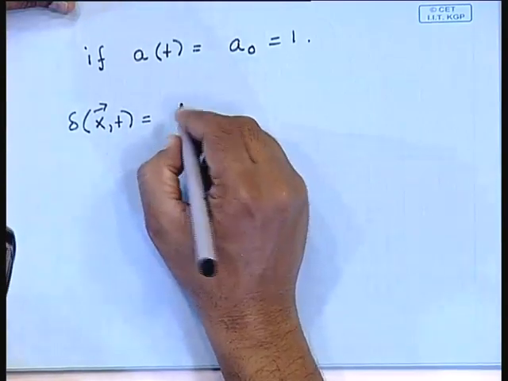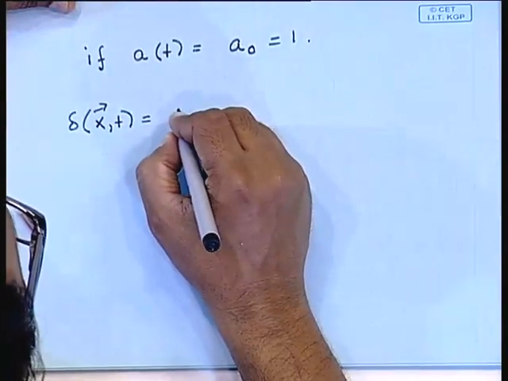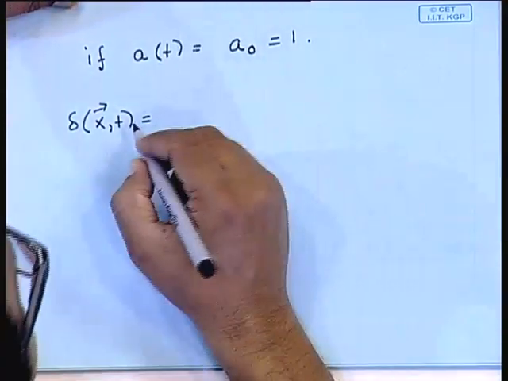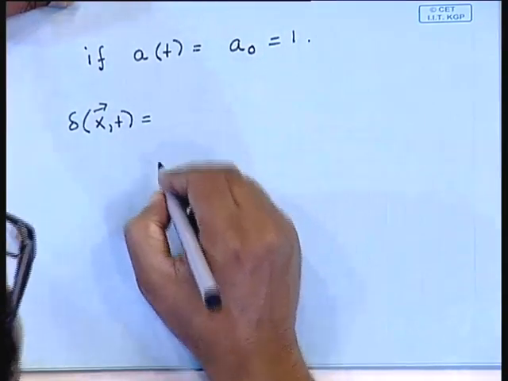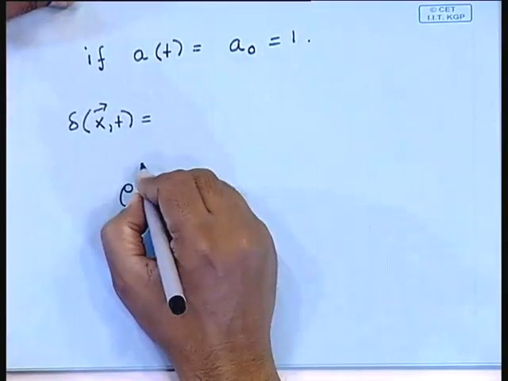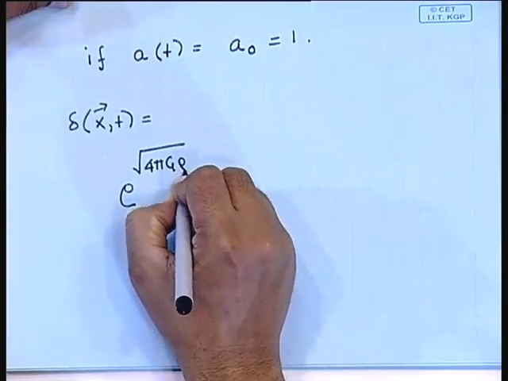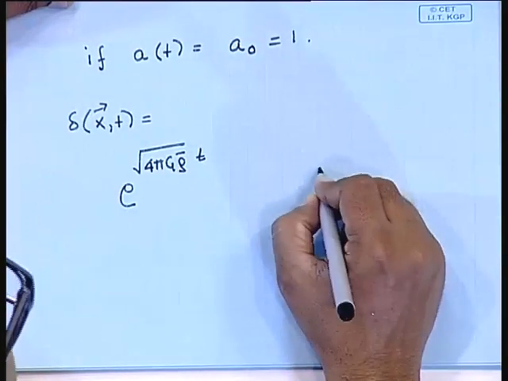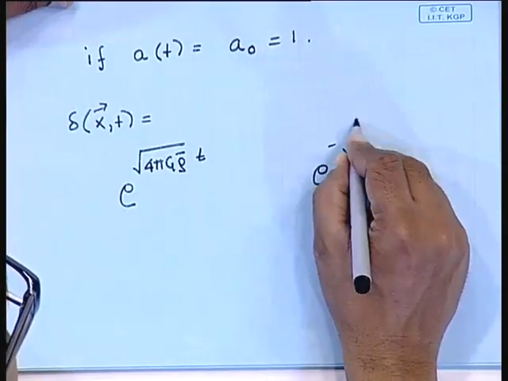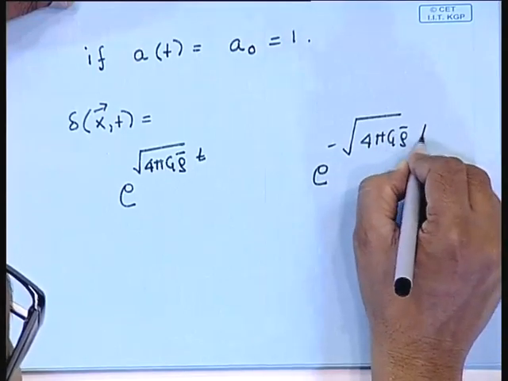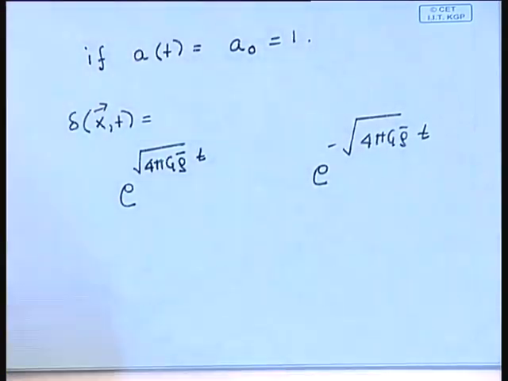I would have two parts to it. Let me just tell you the time dependence. The time dependence would be e to the power square root of 4 pi G rho bar t, and there would be another time dependence e to the power minus square root of 4 pi G rho bar t, and there would be some spatial part also. So this is in the absence of expansion.